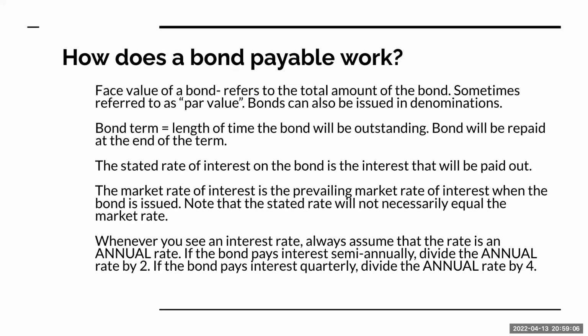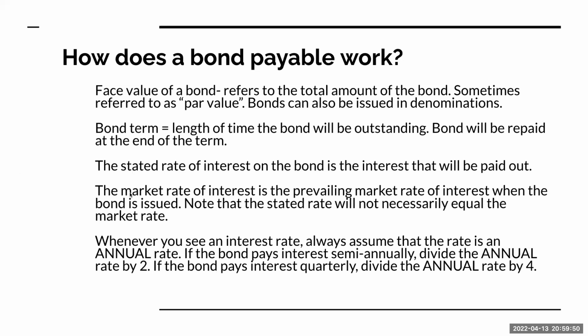The bond term refers to the length of time that the bond will be outstanding. The bond is going to be repaid at the end of the term. Now, bonds being issued between interest dates is intermediate accounting. That's not what we're doing here. The stated rate of interest on the bond is the amount of interest that is going to be paid out. So if I have a $1 million bond with a 6% stated interest rate, paid annually, the amount of interest the bond will pay is $1 million times 6%, or $60,000.